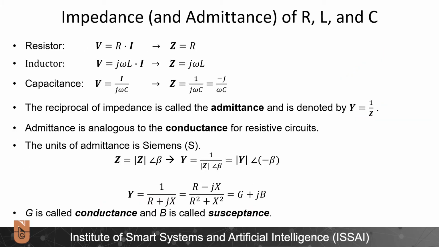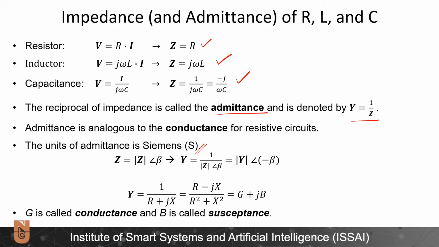The impedance of a resistor is equal to R. The impedance of an inductor is Z equal to jωL. And similarly, the impedance of a capacitance is minus j over ωC. The reciprocal of impedance is called admittance and is denoted by Y equal to 1 over Z. Admittance is also a complex quantity. Admittance is similar to the conductance for resistive circuits, and the unit of admittance is Siemens, as it was the unit of conductance for resistive circuits.